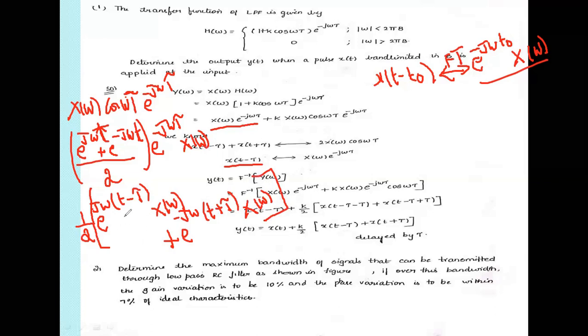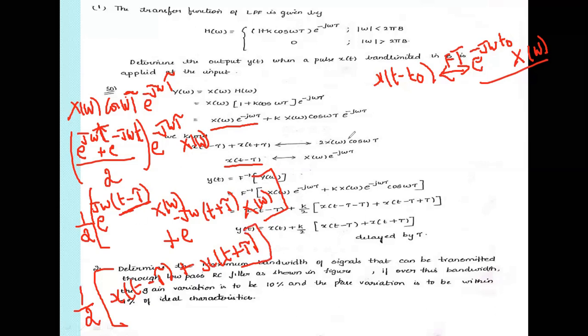Now here also there is a shifting operation. The x of omega into e power minus j omega, instead of t naught, there is a t minus tau. For that function, the 1 by 2, you can cross multiply that, the 2 we can take here, 2 into x of omega into cos omega t. This function is x of t minus tau plus x of t plus tau. The advanced function and the delayed function is multiplied.